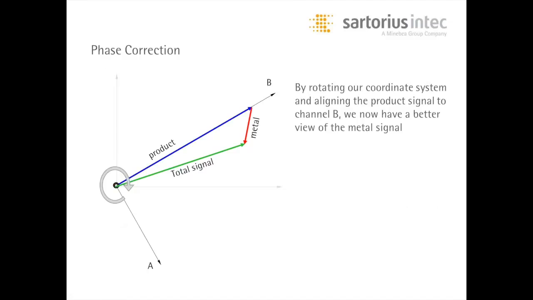So by rotating our coordination system and aligning the product signal to channel B, now our product signal is lined up with our channel B coordinate. Now we have a much better view of this metal, because now it's further away from channel B, but it's along channel A.